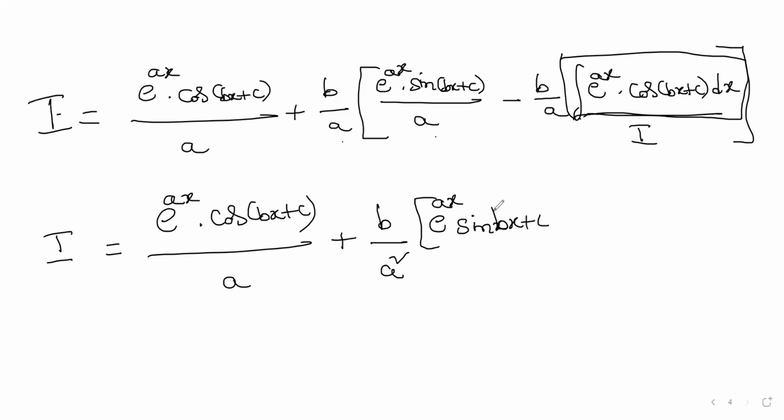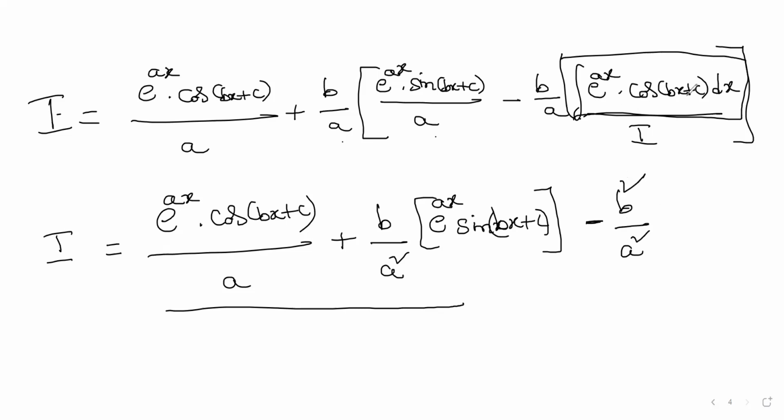This is what you have. These two terms we will treat as one set. And now on the other side, you have b by a multiplied by b by a, that is b square by a square is what I have. And this integral is I. So this b by a is multiplying this b by a. So b by a times b by a is b square by a square, right? And again, this is the integral e power ax cos of bx plus c, assumed as I.